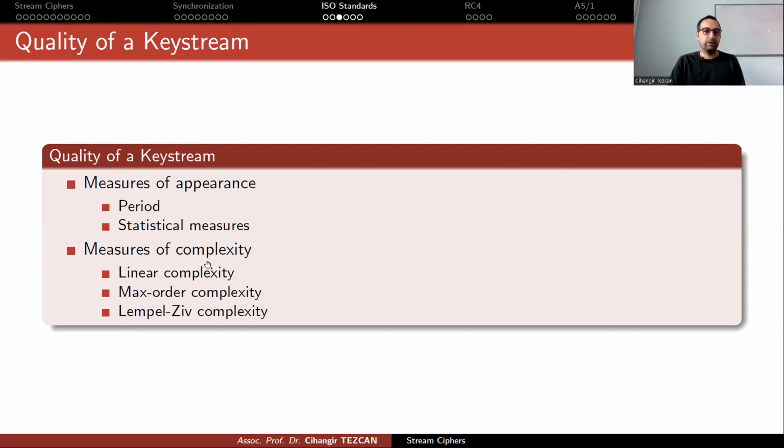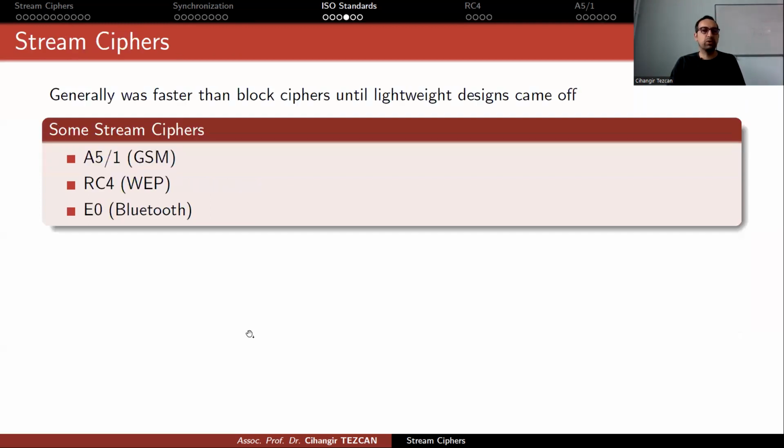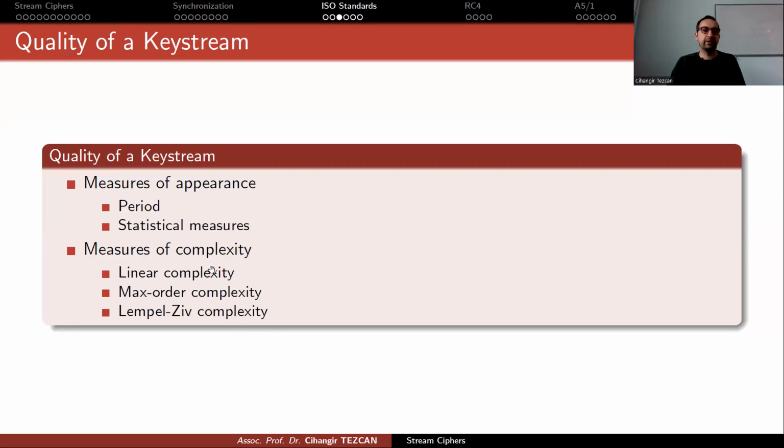But if you look at the question in the second way, where we look at the inherent complexity, there are methods like checking linear complexity, max order complexity, and Lempel-Ziv complexity. Okay, let me briefly summarize what linear complexity is. You give me, for instance, 100 bits of zeros and ones. I want to know what is the shortest LFSR that can generate this sequence. So linear complexity actually measures that. And there's an algorithm called Berlekamp-Massey that will give you the shortest LFSR that can generate the sequence that you gave as the input to the algorithm.